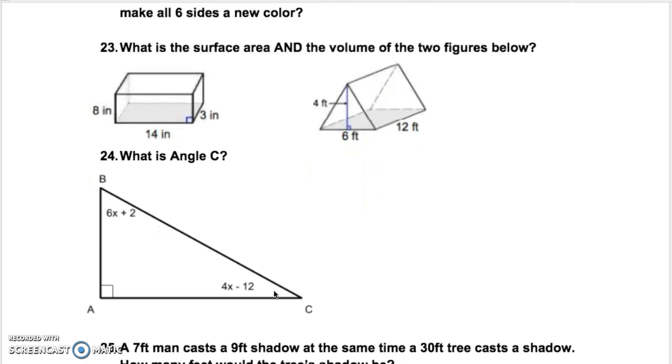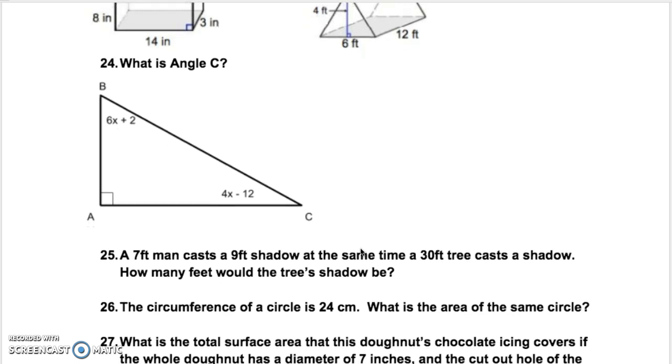Number 23, what is the surface area and the volume of the two figures below? So you're finding surface area and volume of the prism and surface area and volume of this prism. Number 24, what is angle C? This right here, which is being represented as this expression 4x minus 12, is what you're looking for.